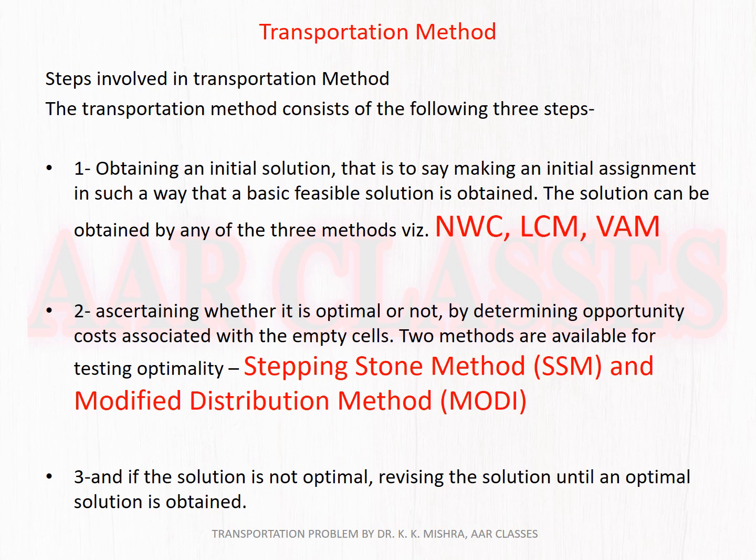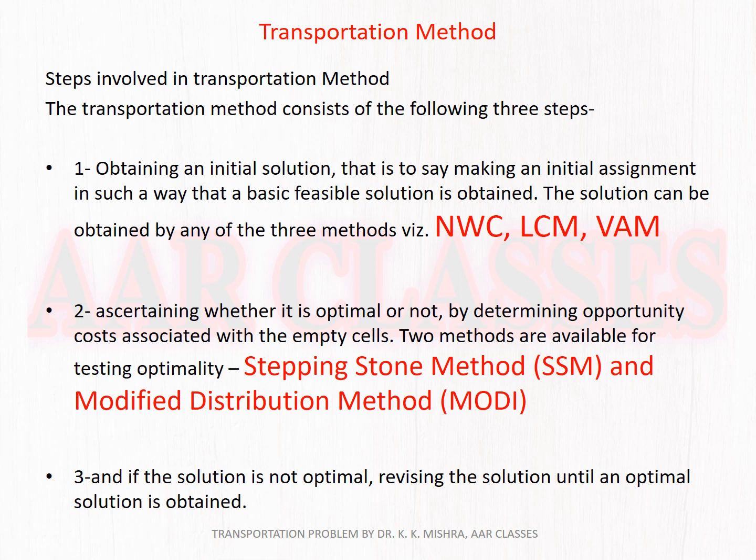Now coming back to the transportation method, which this chapter is intended to discuss. We will first talk about the steps involved in the transportation method. There are only 3 steps, in very easy terms. First, we need to find the initial solution to a transportation problem. As I already told you, the problem is arranged in a matrix form. There are 3 methods available: NWC, LCM, VAM. NWC stands for northwest corner rule, LCM is least cost method, and VAM is Vogel's approximation method. By any one of these 3 methods we can find the initial solution.